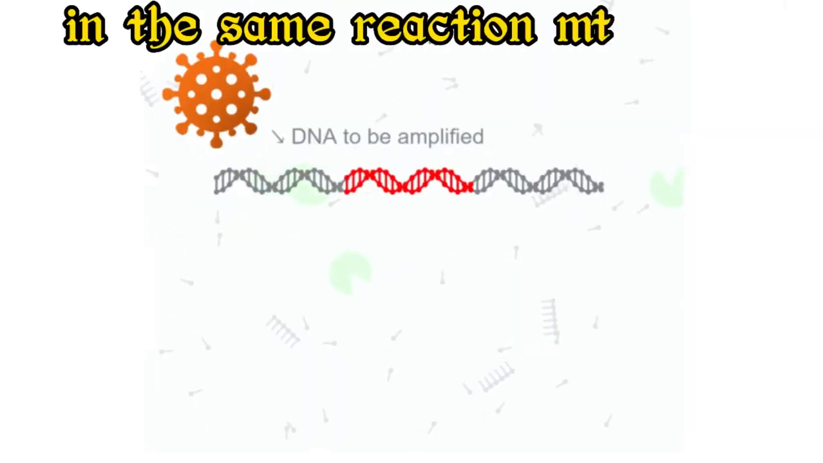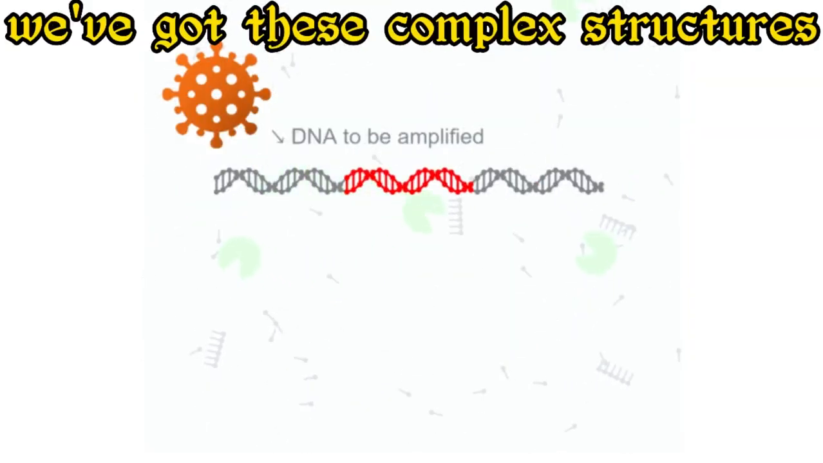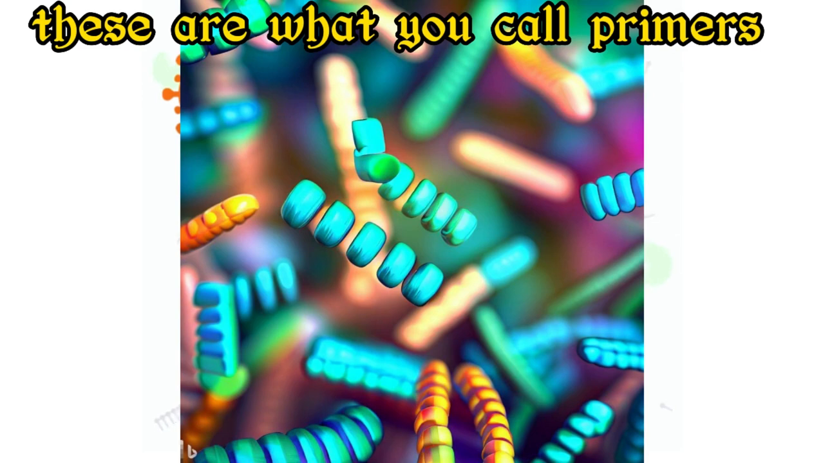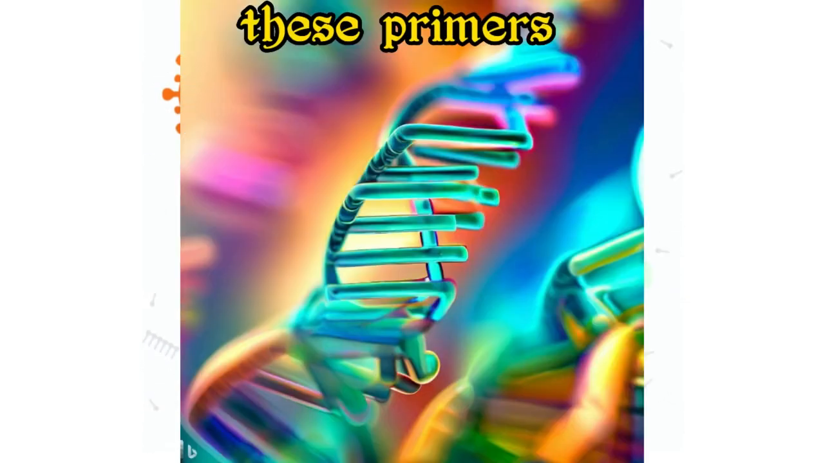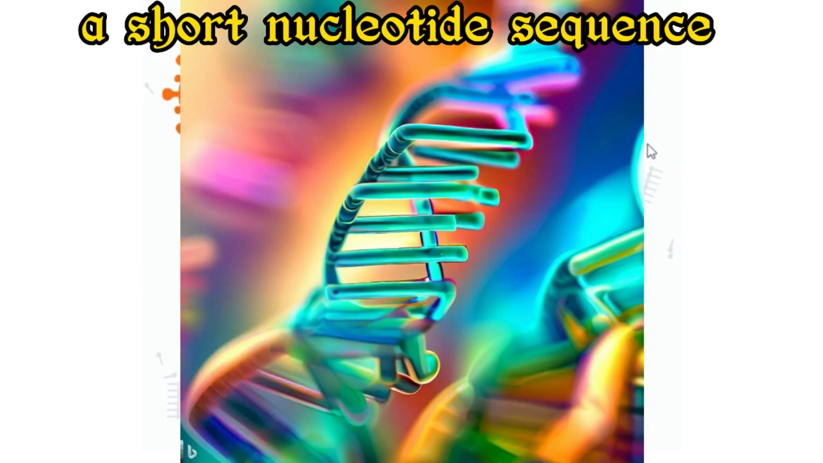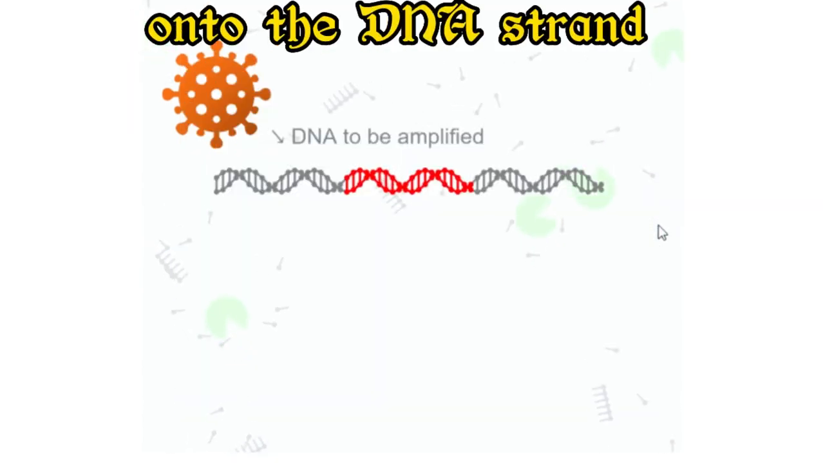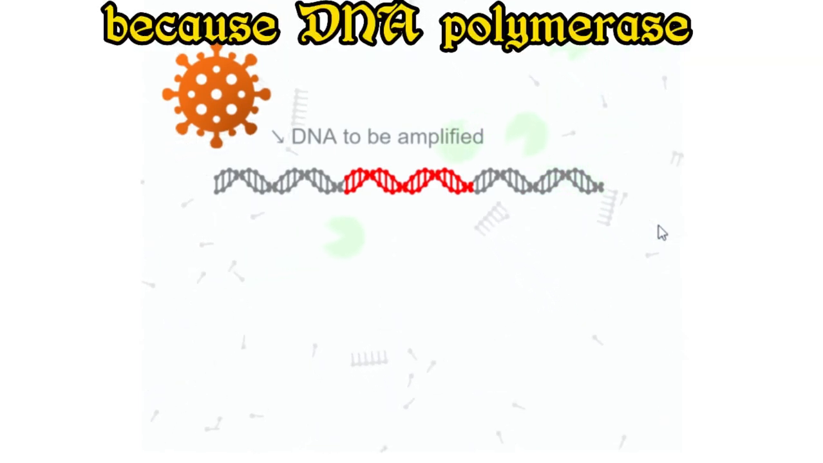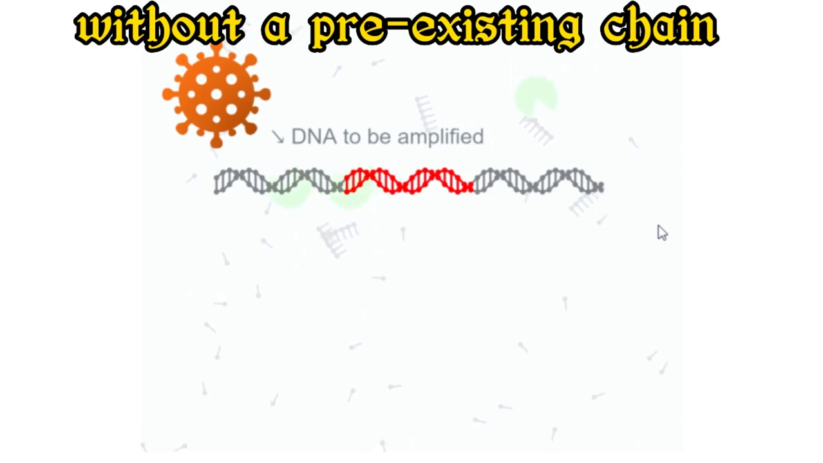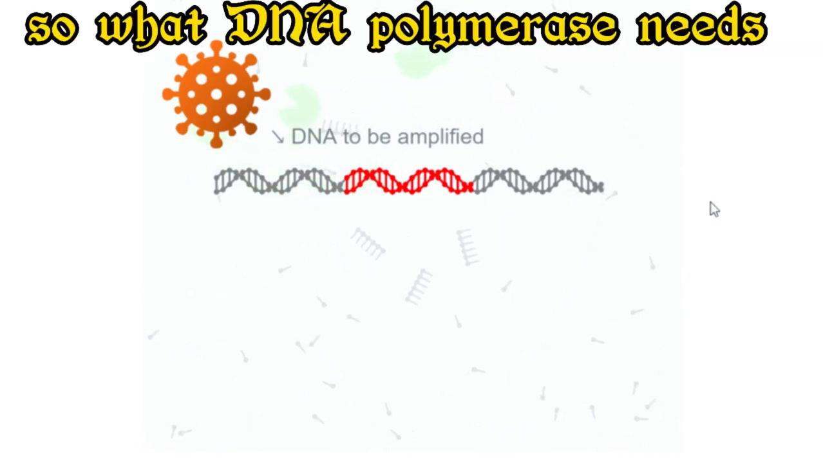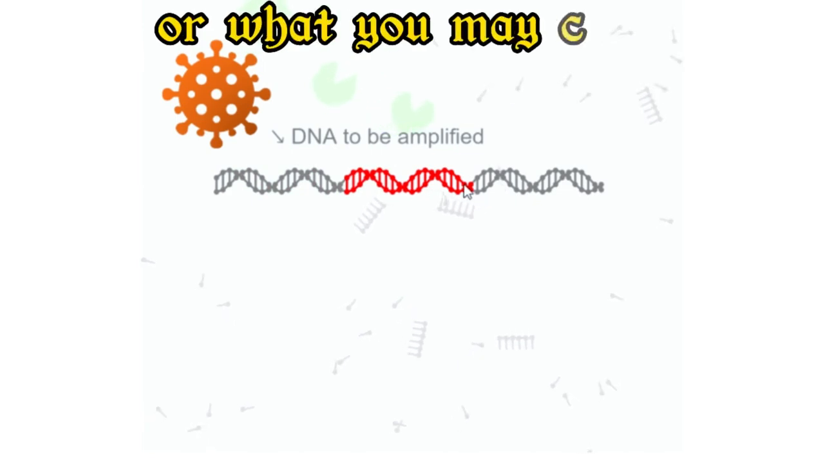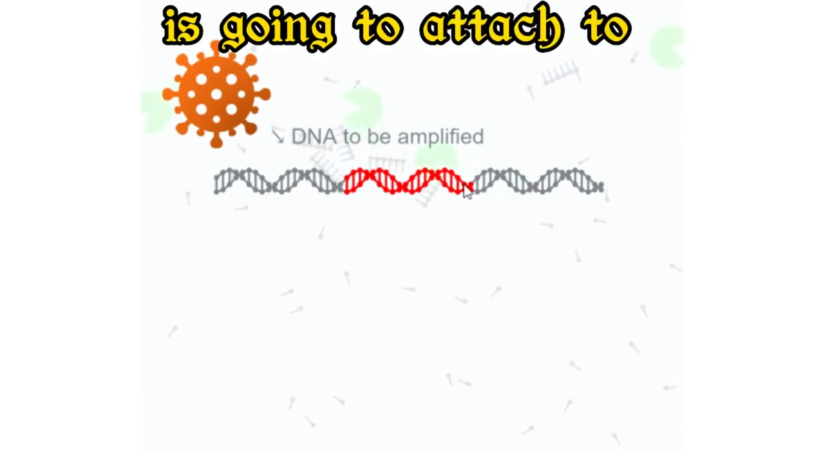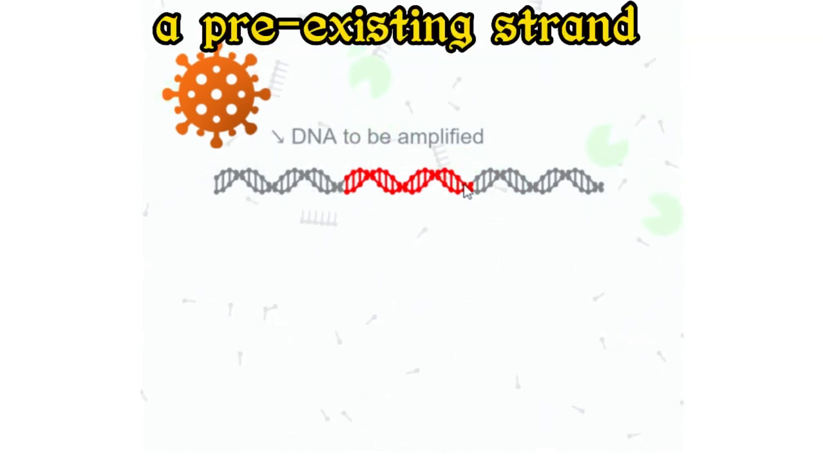Then in the same reaction mixture, we've got these comb-like structures, which are the primers. These are what we call DNA primers. These primers are basically a short nucleotide sequence which is going to attach onto the DNA strand. Why do we need primers? Primers are important because DNA polymerase cannot work without a pre-existing chain. What DNA polymerase needs is a primer, or what you may call a starter molecule, which the DNA polymerase is going to attach to and then continue adding onto a pre-existing strand.